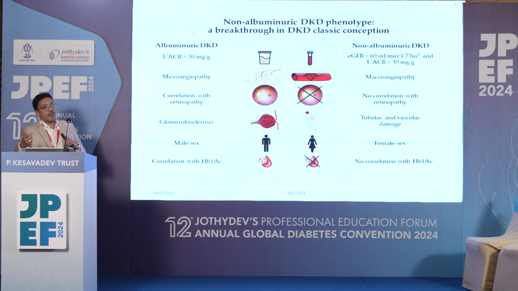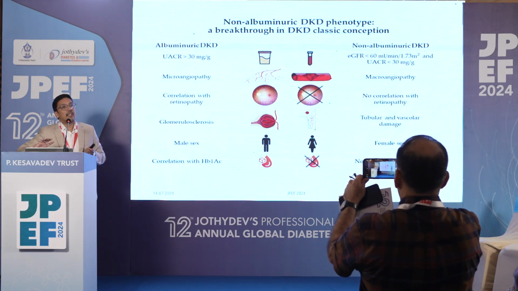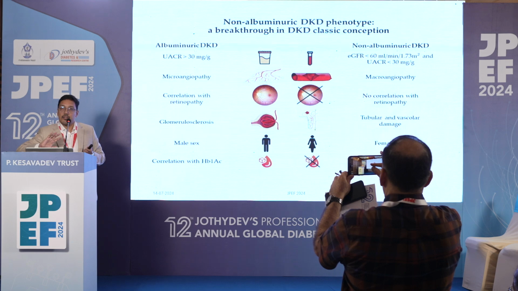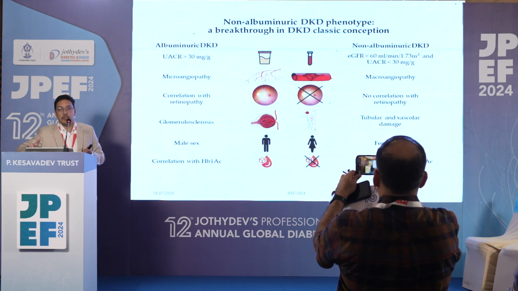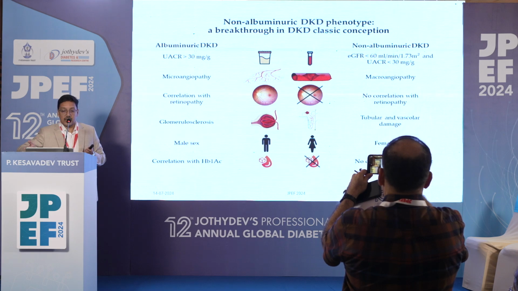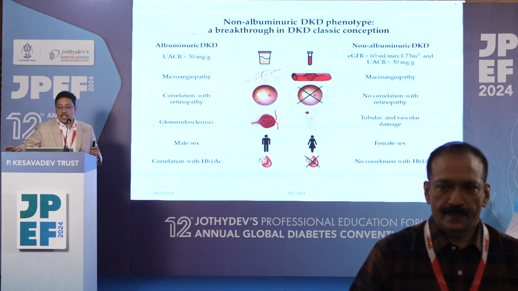And to confuse you more, this entity is now becoming more prevalent. That is the non-albuminuric DKD phenotype. That's a breakthrough in the classic conception of DKD. So we all know albuminuric DKD, where we have a UACR of more than 30, they will have microangiopathy, which correlates well with the retinopathy. In biopsy you get glomerulosclerosis, and it is more common in the male sex and correlates well with the A1C.